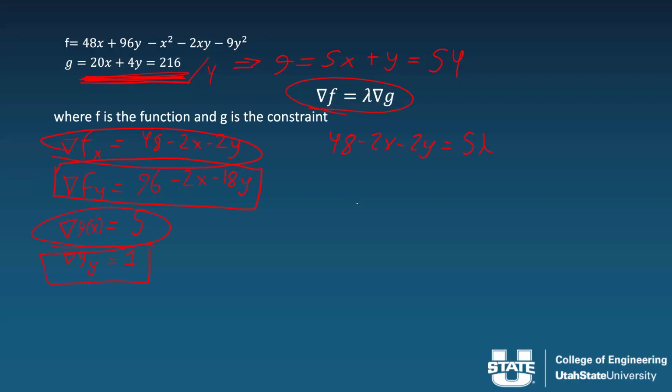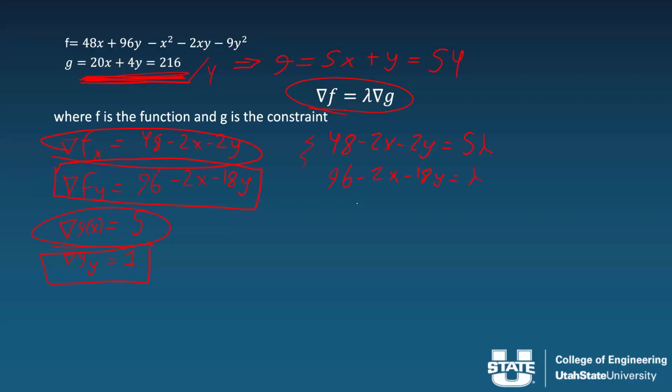That is the ugliest looking lambda I've ever seen, but whatever. All right, and then what about our y equation? And then, what's the problem with this right here? What's our problem? We don't have our constraint function, right? We have three variables, two equations. That's not going to work.